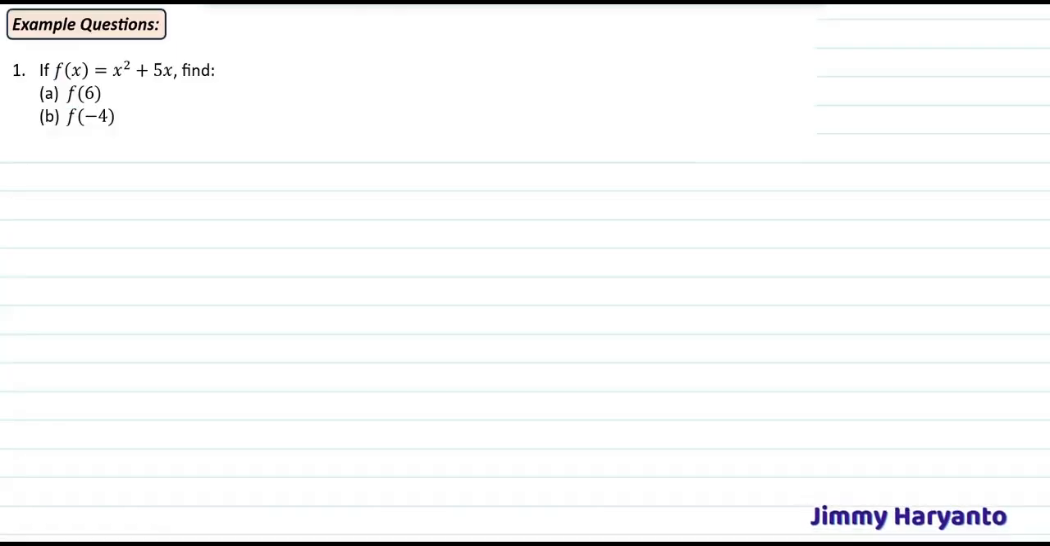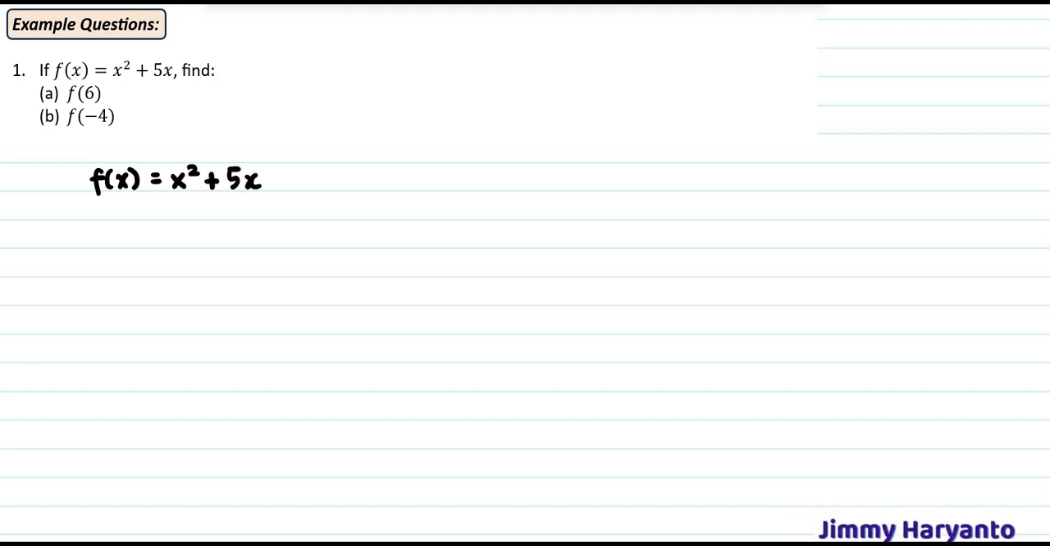Okay guys, let's try example question 1. So first, the question gives you the function. The question says the rule is you have to square the x and then add 5 times x. And question A wants you to calculate f6.